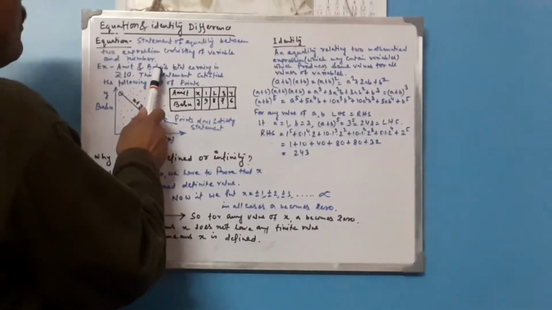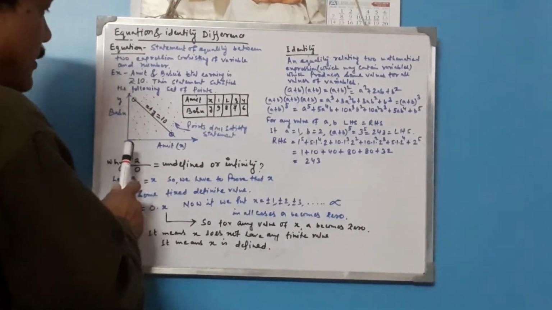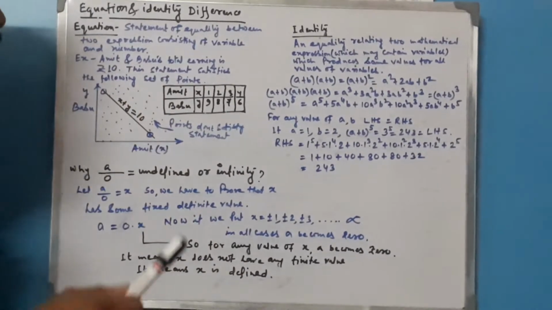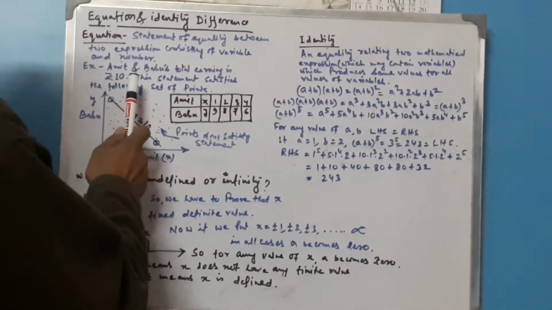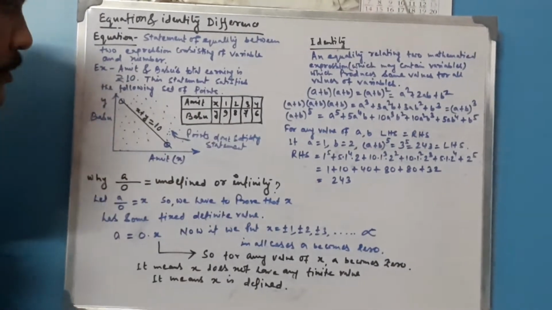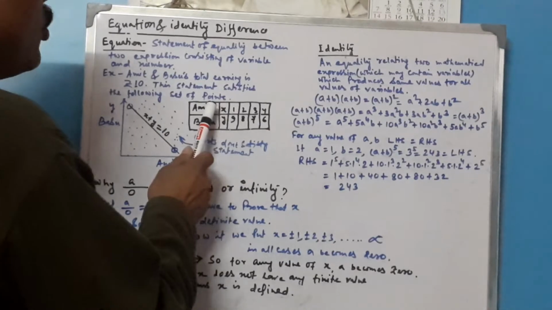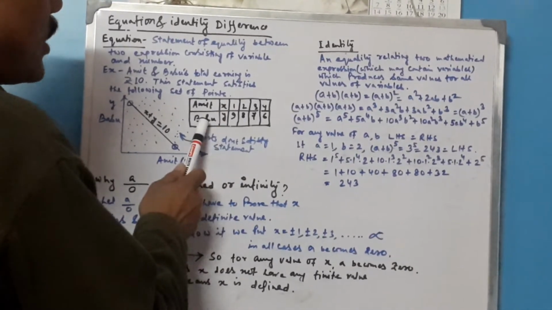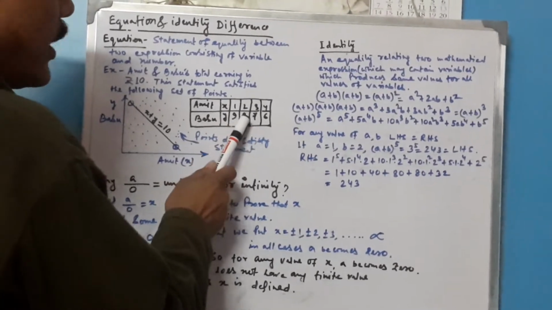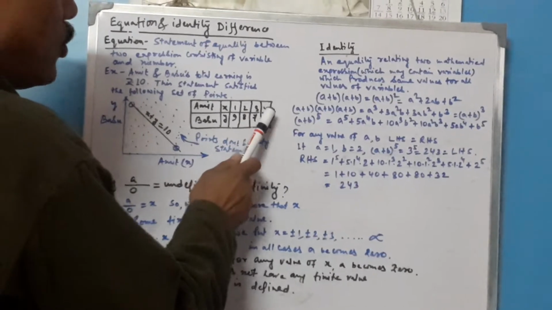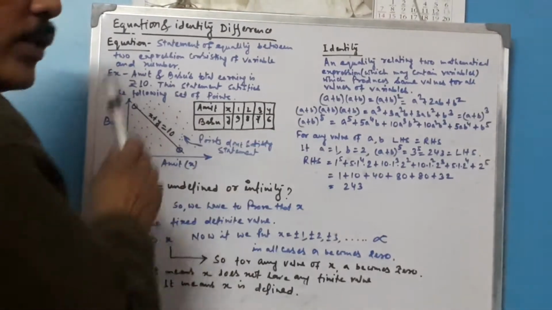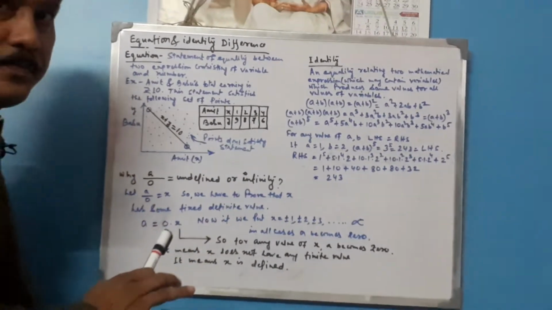Suppose Amit and Basu's total earning is rupees 10. It means Amit and Basu cumulatively earn 10 rupees. This statement satisfies the following set of points. If we assume Amit's earning is x and Basu's earning is y, then if x is 1, y is 9, if x is 2, y is 8, if x is 3, y is 7, if x is 4, y is 6, like this. A lot of points satisfy this equation. That means x plus y equal to 10.